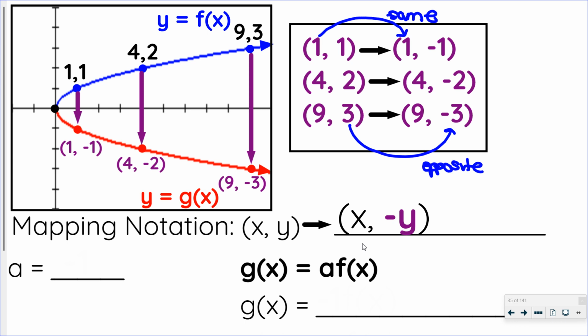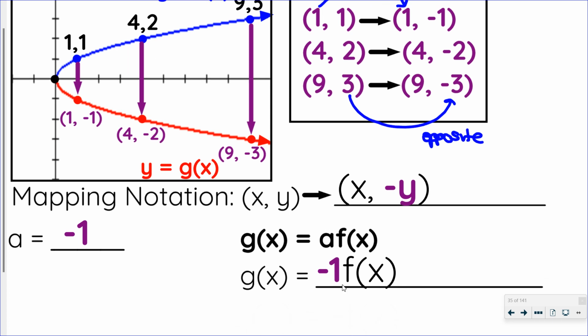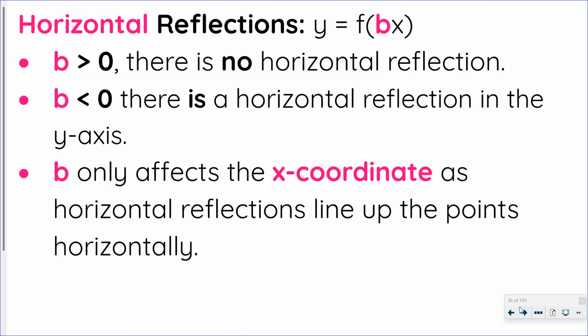In terms of your vertical reflection, that means that a is negative, in this case, -1. So my equation is a times f of x, or -1 times f of x, is just negative f of x. So when I have a negative on the outside of a function, that tells me there is a vertical reflection. Let's now do the same thing with horizontal reflections.